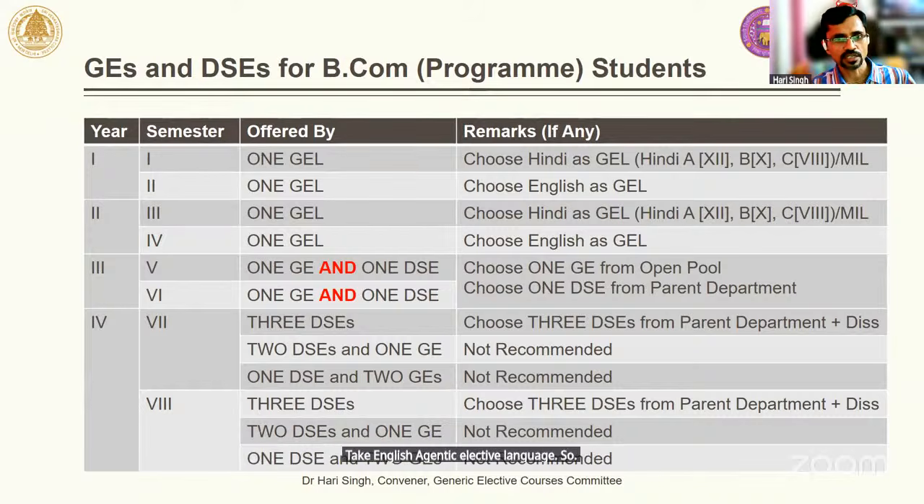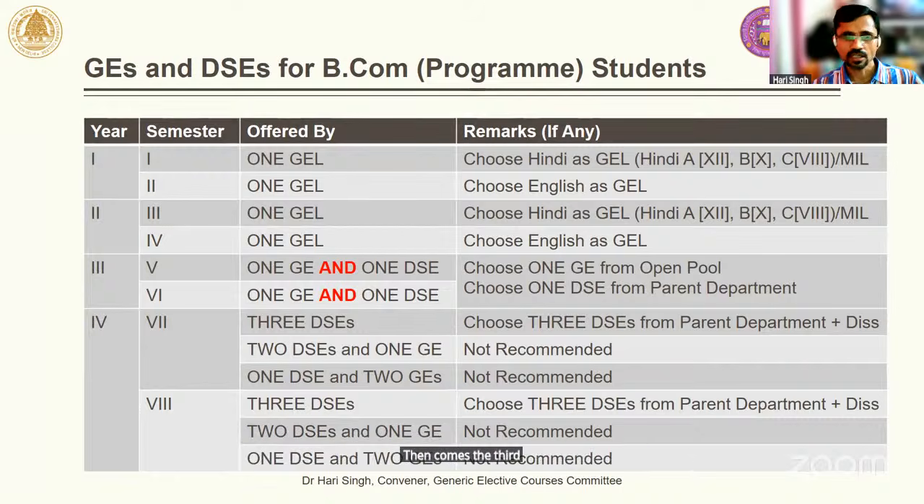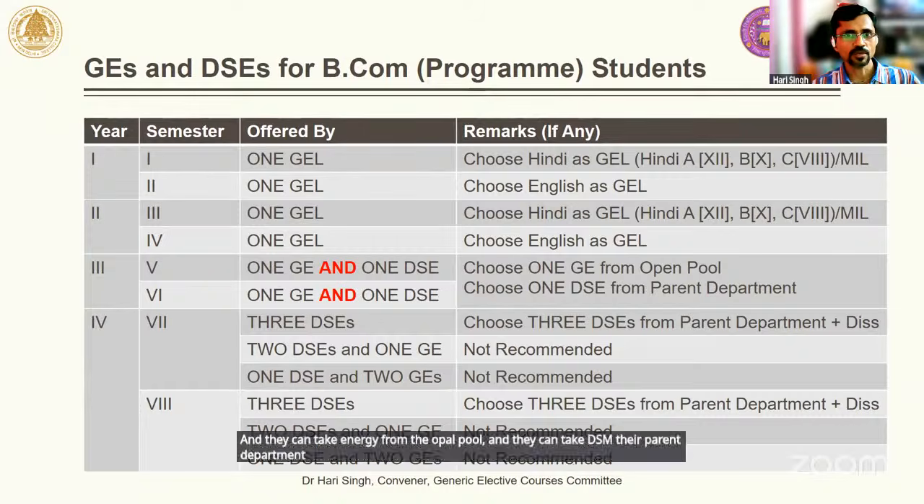So this is mandatory. This is the mechanism which we have devised in our college: for the BCom program, in even semesters they study English, and in odd semesters they study Hindi or another modern language. Then comes the third year. Here they can take any GE from the open pool and they can take DSEs in their parent department, that is, from the Department of Commerce for the BCom program.